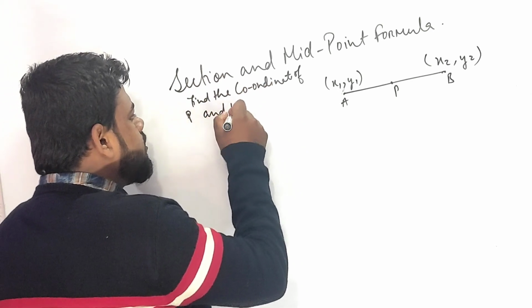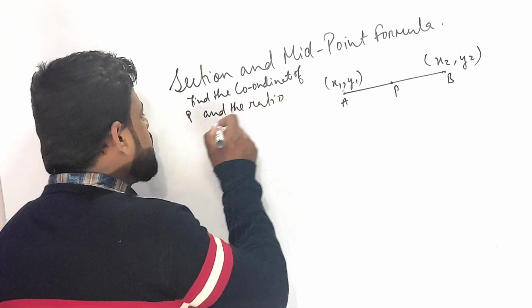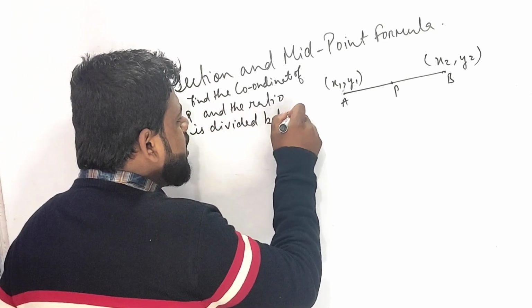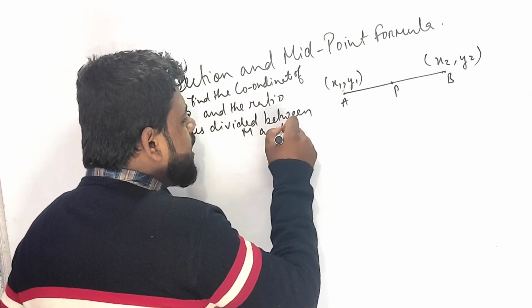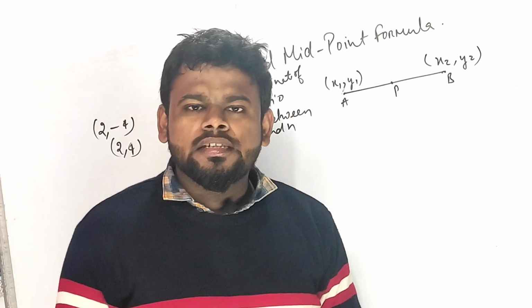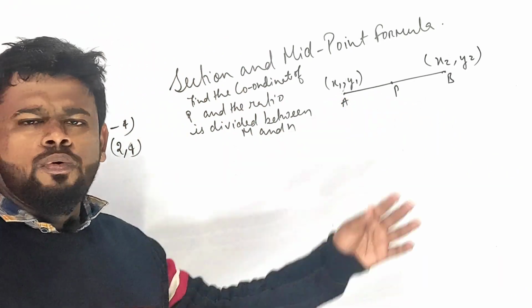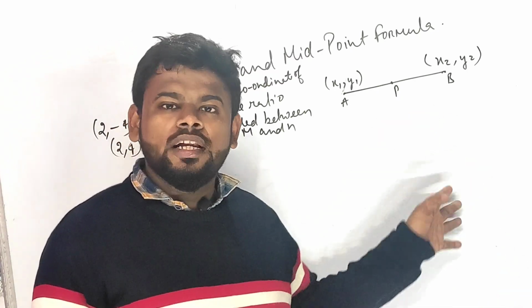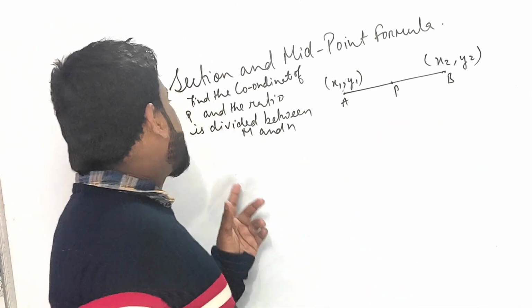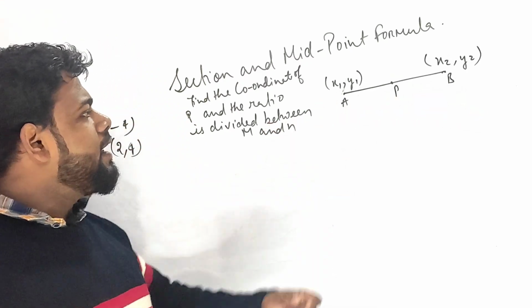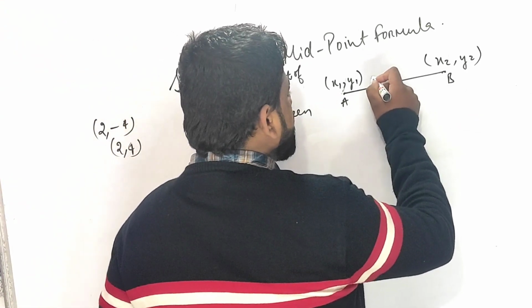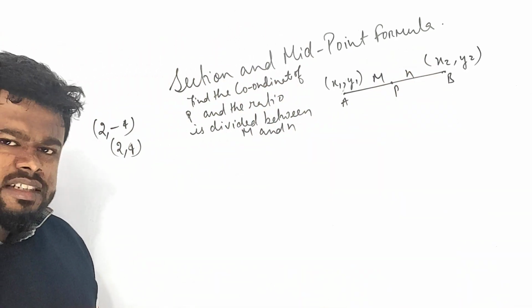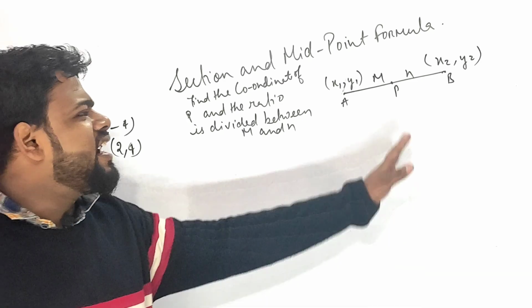And the ratio is divided between m and n. मतलब क्या है? A and B are the points in which A is given as x1, y1 and B as x2, y2, and you have to take out the P coordinate. P का coordinate निकालते हैं अगर, and the question is saying that AP and PB कुछ इस प्रकार में डिवाइड हुआ है, m और n में डिवाइड हुआ है. Is it clear, everyone?